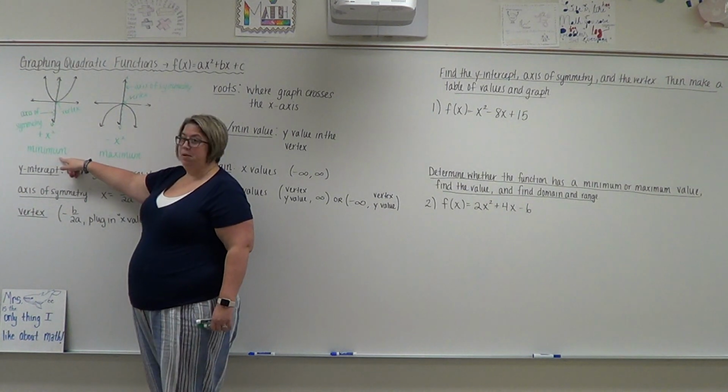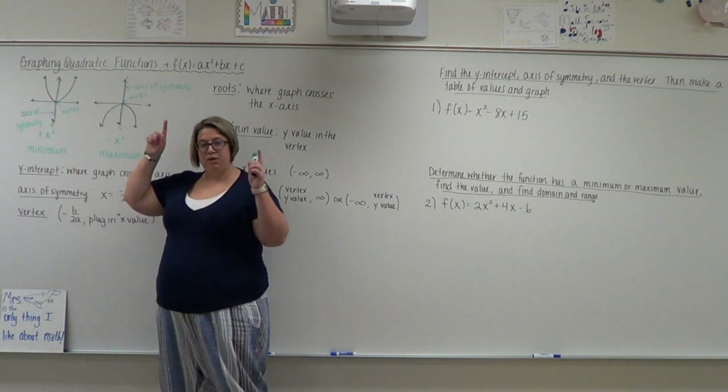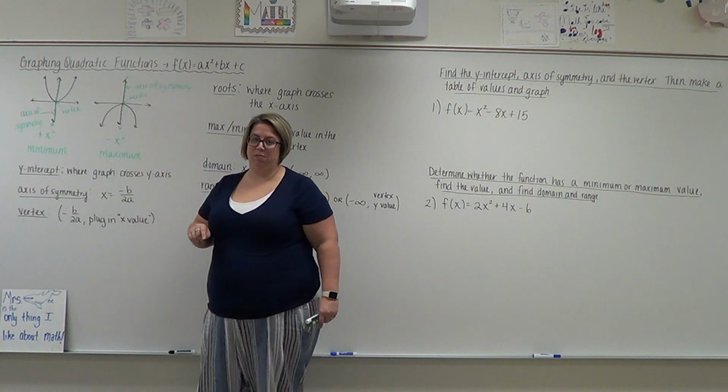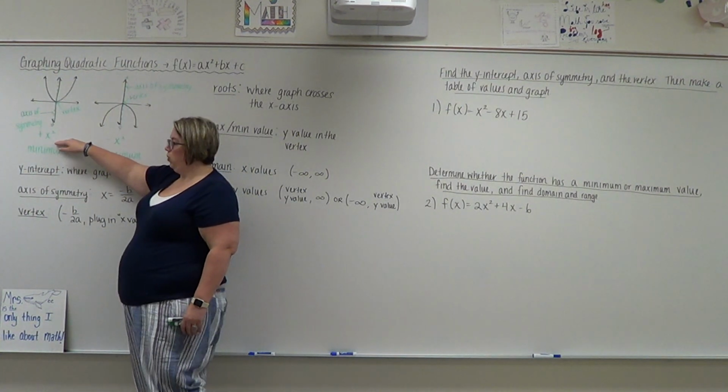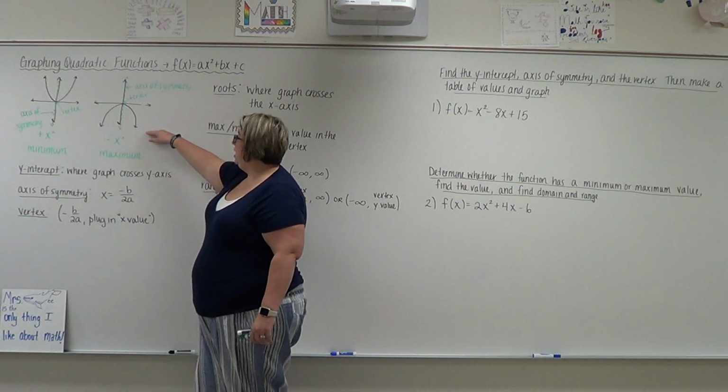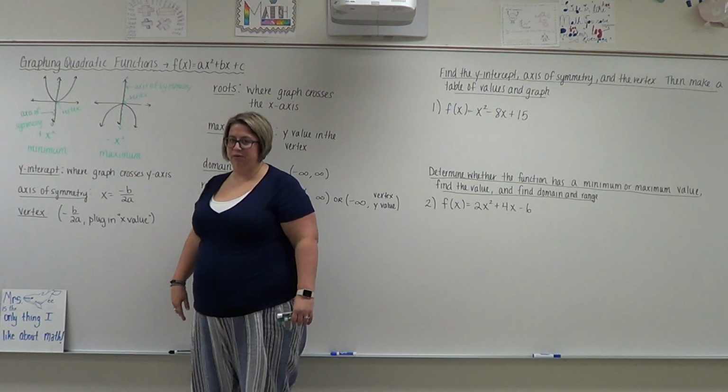It's either where the minimum is. If the graph goes up, it's a minimum. If the graph goes down, it is a maximum. So a positive x squared goes up, has a minimum value. Negative x squared goes down, has a maximum value.